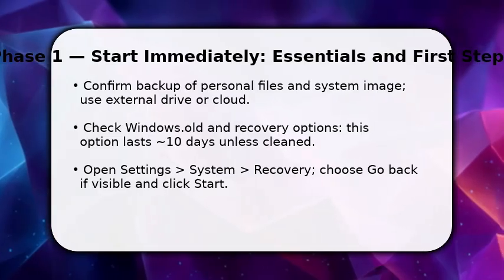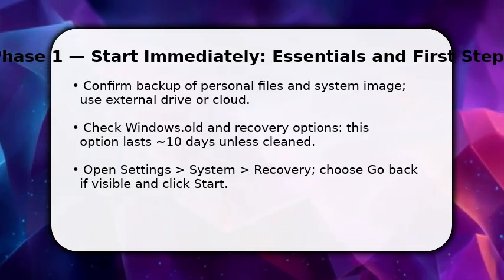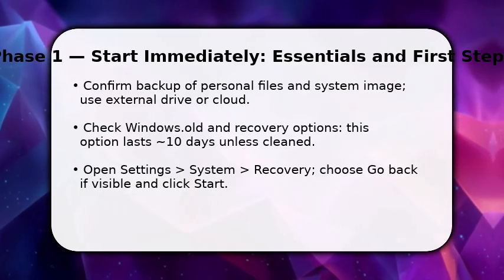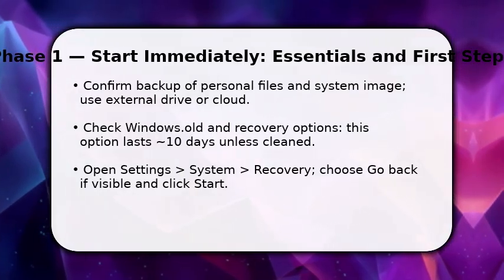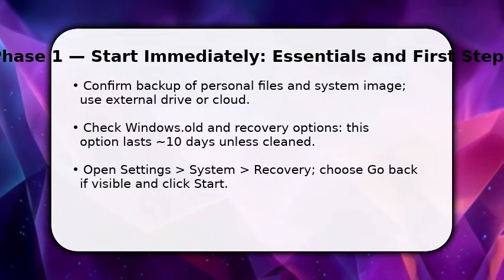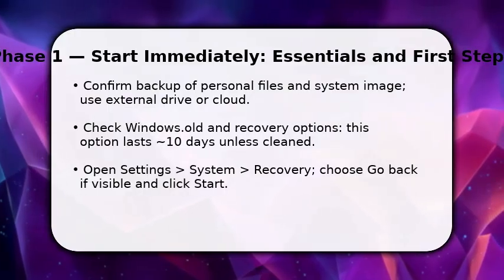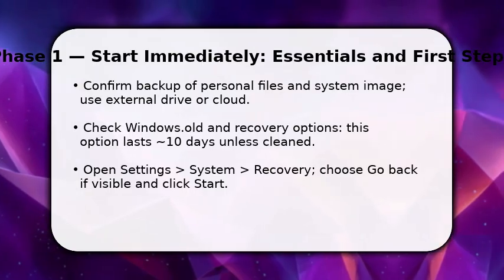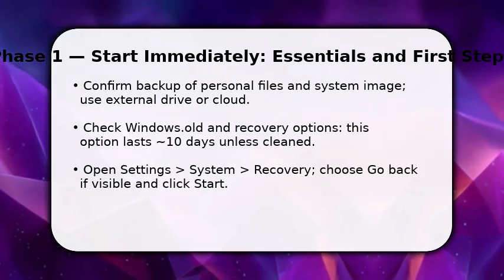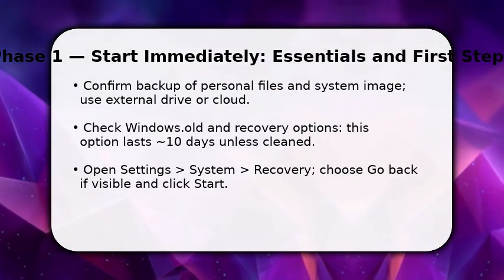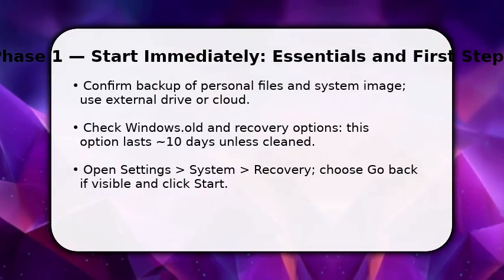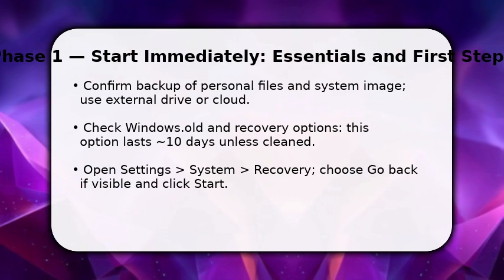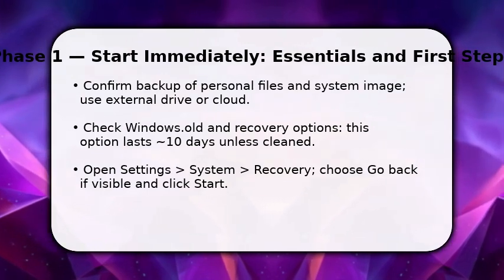You begin by securing your data. Make a backup to an external drive or cloud so you can restore anything lost. Once done, verify Windows.old exists and that the built-in rollback window, about 10 days, has not elapsed, because that determines availability. Now open Settings, navigate to System then Recovery, and select Go Back if visible. Click Start to initiate. You do this first because it preserves apps and settings, and because it's the simplest supported path back to your prior Windows.